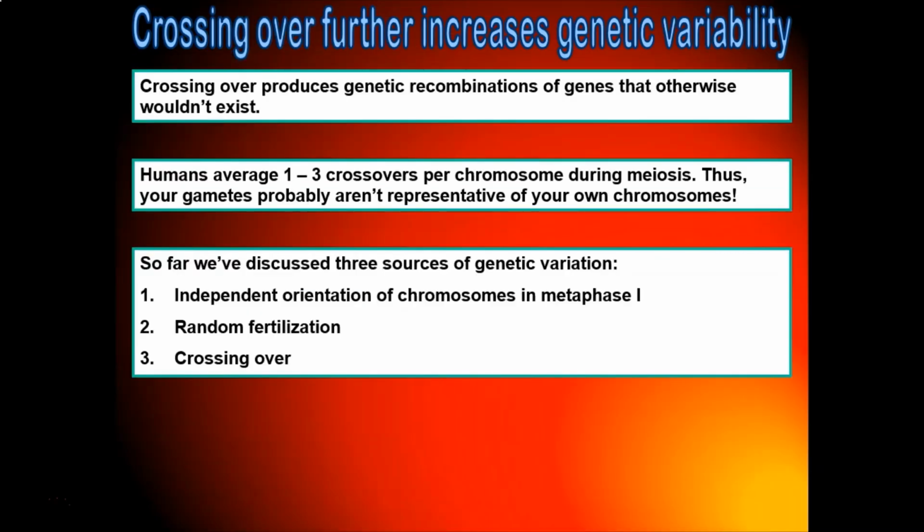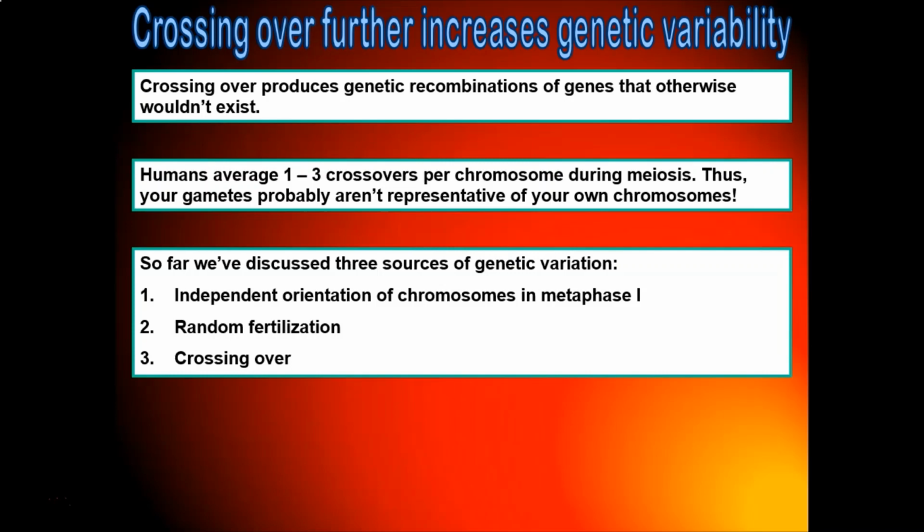So crossing over produces genetic recombinations of genes that otherwise wouldn't exist, right? Because you're taking your mom's DNA that she gave you and your dad's DNA that he gave you, and you're randomly shuffling it together. That doesn't normally happen in nature. That took you making gametes in your sex organs to be able to do that, right? And again, we average 1 to 3 crossover events per chromosome pair during meiosis. So wow, your gametes probably aren't even representative of your chromosomes, right? You shuffled them all up and now they're all crazy different.